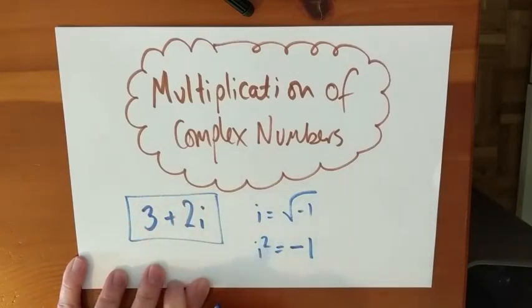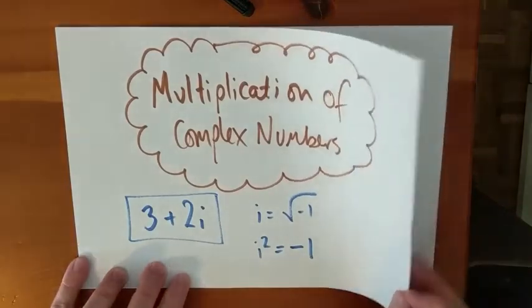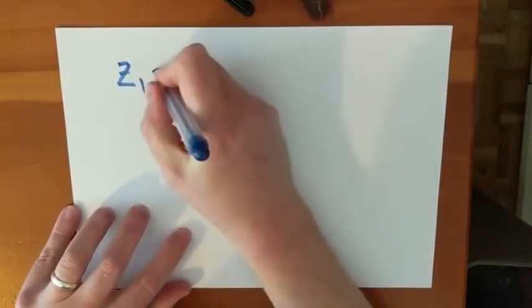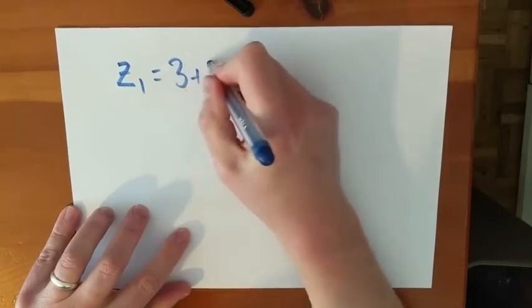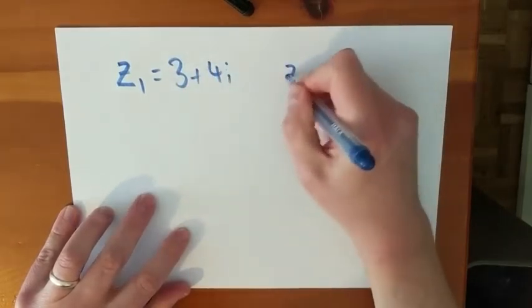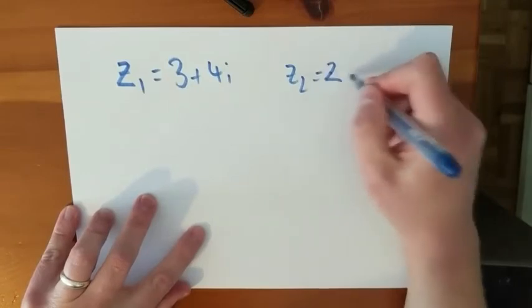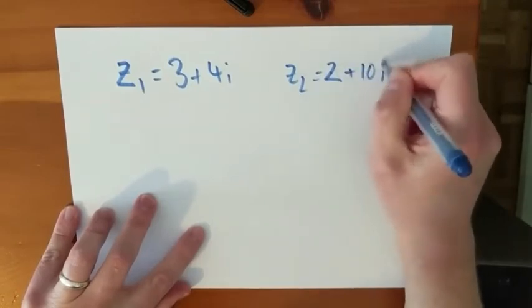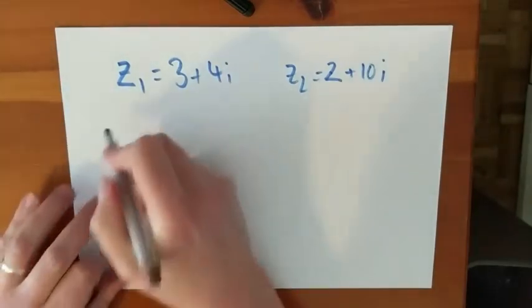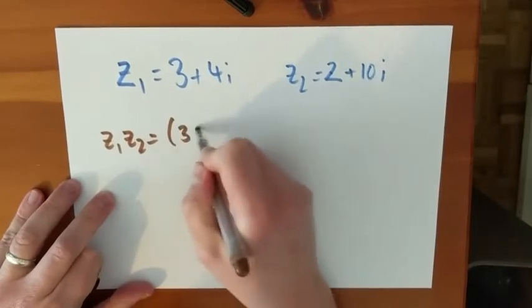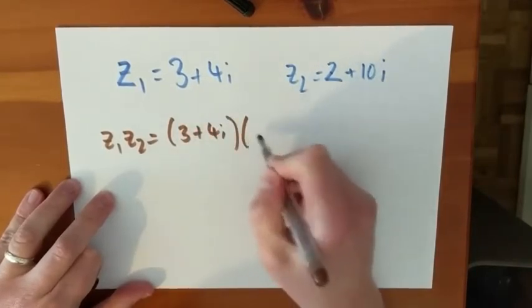What I want to look at now is multiplying two complex numbers together. And this requires just a little bit of manipulation. Say if I have two different complex numbers. Say we've got Z1, let's call that 3 plus 4i. And we have another one, let's say this is 2 plus 10i. If I want to multiply these two complex numbers together, Z1 multiplied by Z2, I would have 3 plus 4i multiplied by 2 plus 10i.